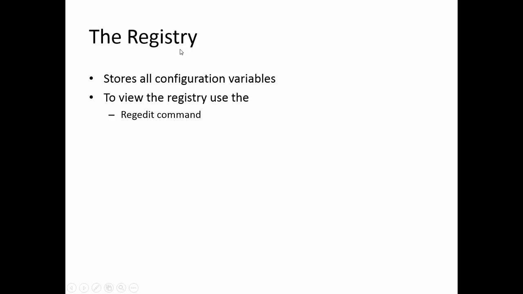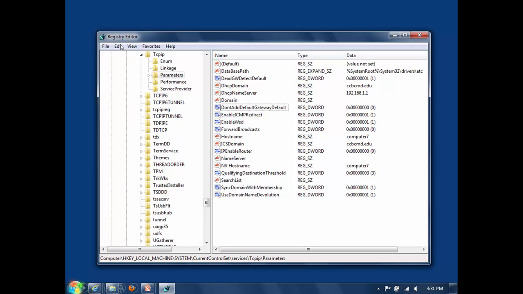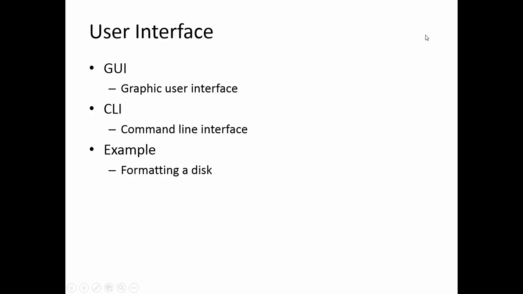The registry. The registry is a configuration file that stores all configuration variables. To view the registry, you use the regedit command. You go to the command prompt and you type regedit, and this is the registry editor. You can see, for example, on this computer, the registry stores the name of the computer, it specifies the domain name, and it specifies the IP address of the DHCP server that this particular computer is using. The registry stores all configuration variables.